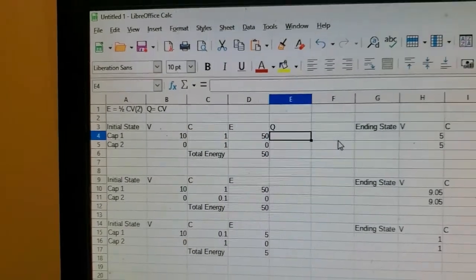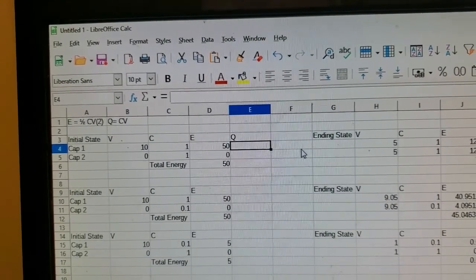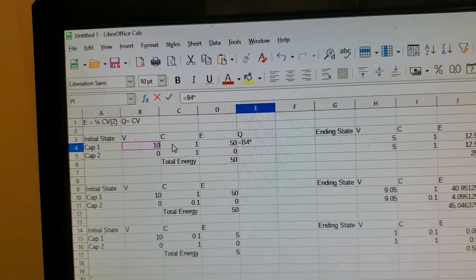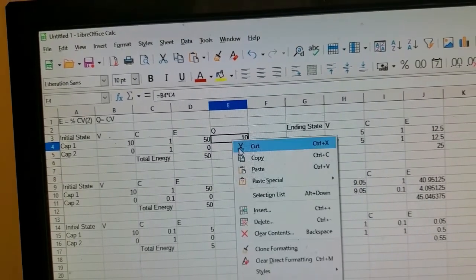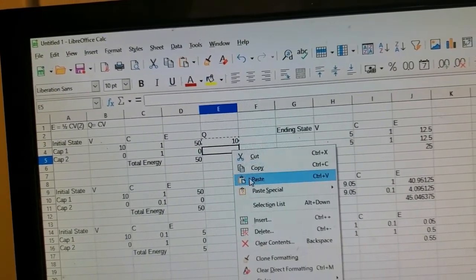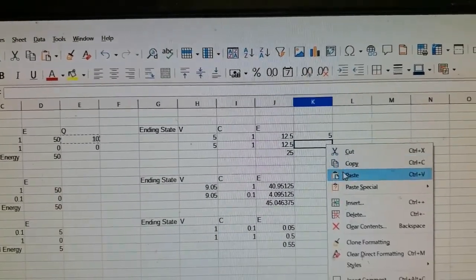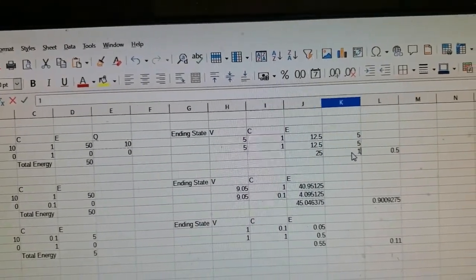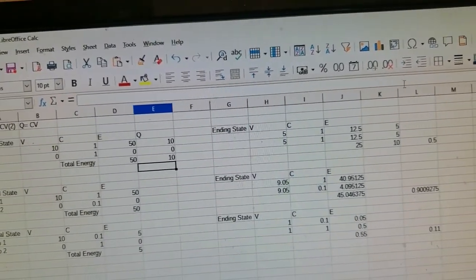So for the first one, Q, we had 10 volts, 1 coulomb. Q equals C times V. Let's just copy, paste. So we start off with 10 coulombs. Paste, paste. We ended up with 5 and 5. We ended up with 10 coulombs. Started with 10 coulombs.